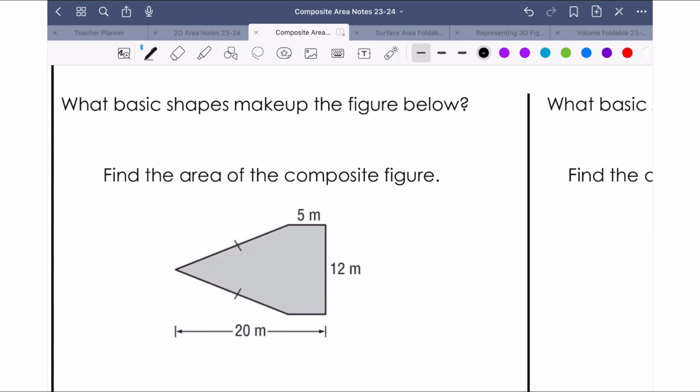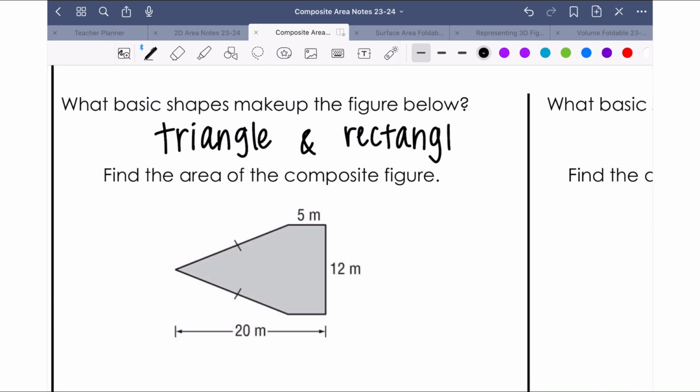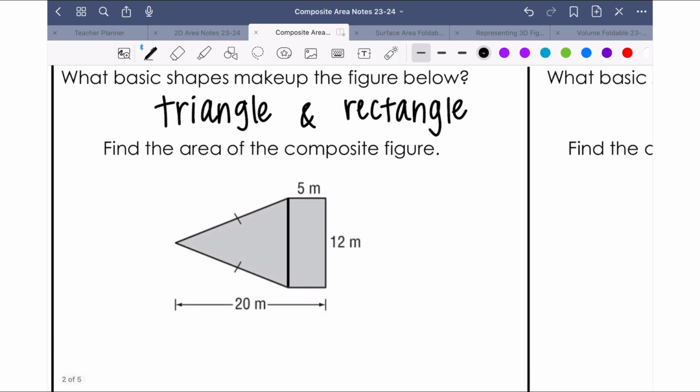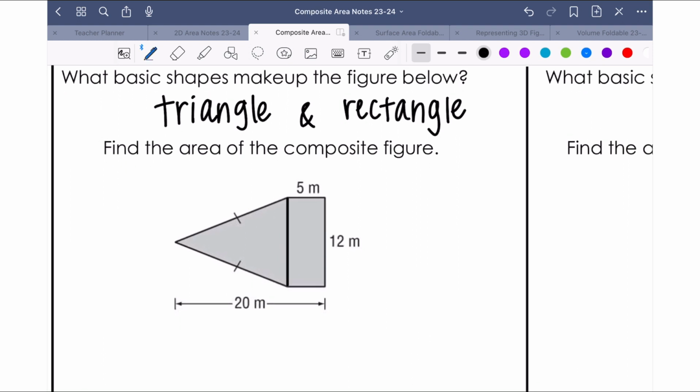I think for sure there's a triangle. And what else? A triangle and a rectangle. Okay, and for my visual learners, I'm sure y'all figured that out quick, but if you can't see it, it's right here. So I'm just going to draw that line there. So it's a triangle and a rectangle, and all we have to do is find the area of each one separately and then add it together, okay? So let's do the triangle first. I'm going to use blue for the triangle.